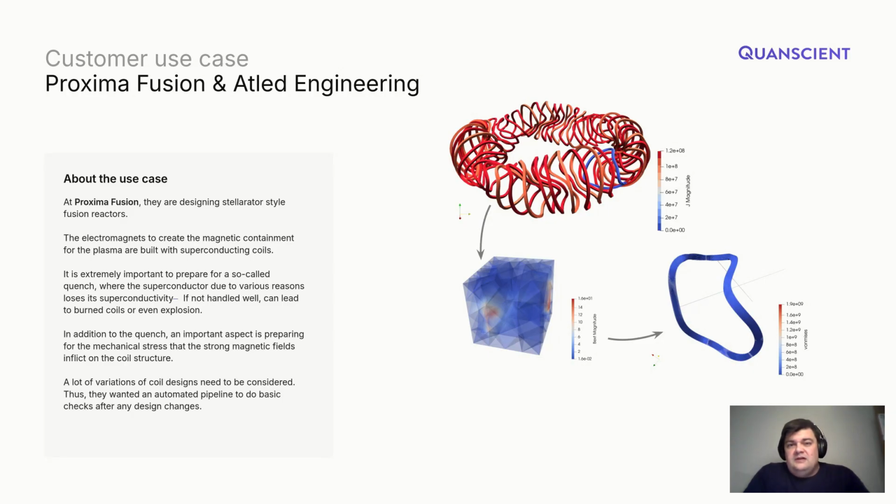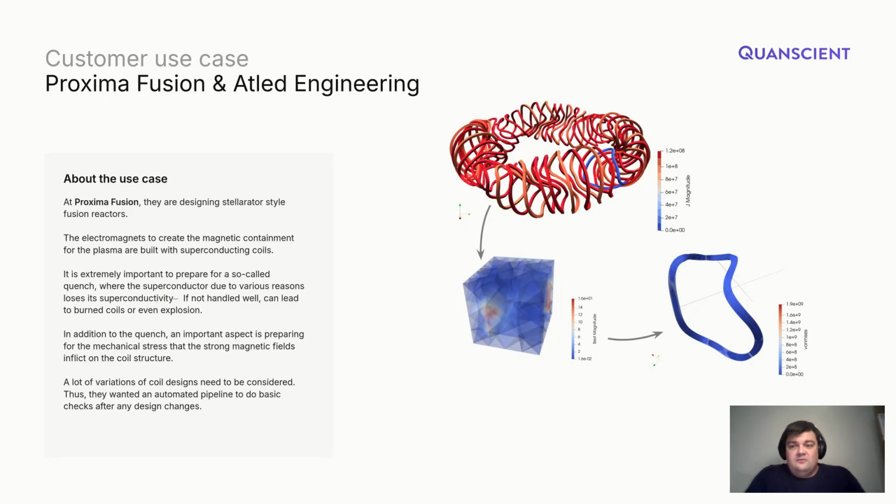And why do we need simulations? Well, if you don't simulate, you have to build prototypes, and these superconducting magnets can be very expensive. There is a phenomenon called quench, which can occur in these magnets and can even cause them to burn or even explode. So it's very important to test them before you actually build them and run them. And a lot of variation is needed for optimal design.